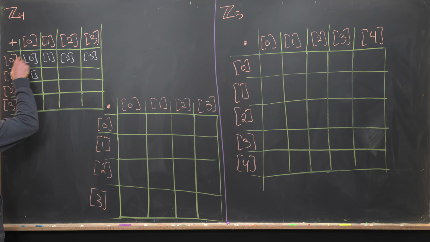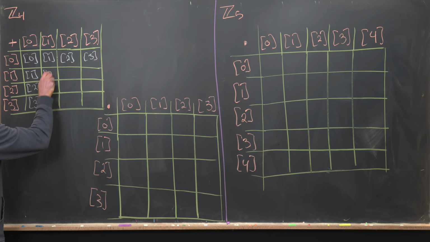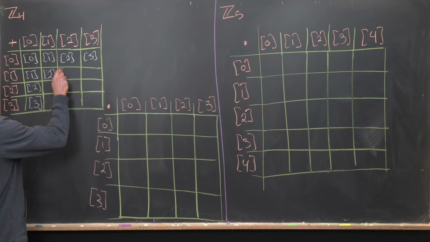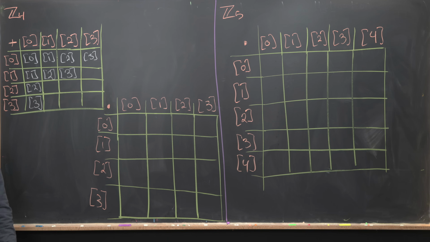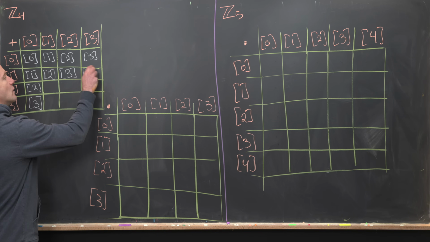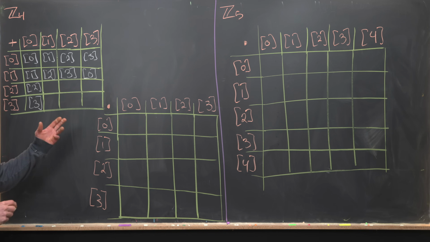So the equivalence class of 0 plus the equivalence class of 1 is clearly going to be the equivalence class of 1, and then that kind of keeps going. Now let's do the equivalence class of 1 plus the equivalence class of 1. That's going to give us the equivalence class of 2. The equivalence class of 1 plus the equivalence class of 2 gives us the equivalence class of 3. The equivalence class of 1 plus the equivalence class of 3 is going to give us the equivalence class of 4, but that's equal to the equivalence class of 0, because if we divide 4 by 4, we get a remainder of 0.